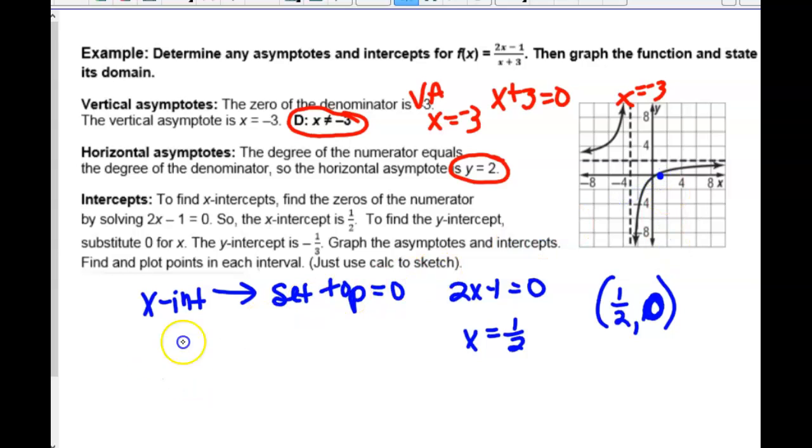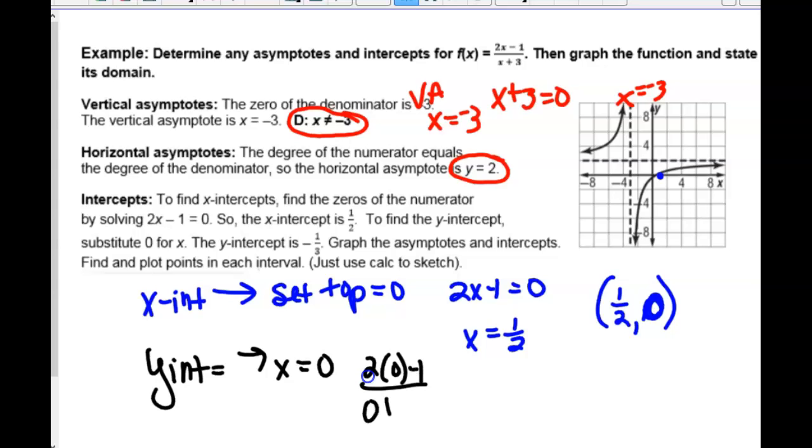The y-intercept, how do you find the y-intercept, guys? For the x-intercept, you set the y to 0. For the y-intercept, you set x equals 0. So if you put in a 0, 2 times 0 minus 1 over 0 plus 3, you'll get -1 over 3. So it is crossing the y-axis down here at -1/3, okay? Very hard to tell on that graph. And again, it would be (0, -1/3) if you wrote it as an ordered pair.